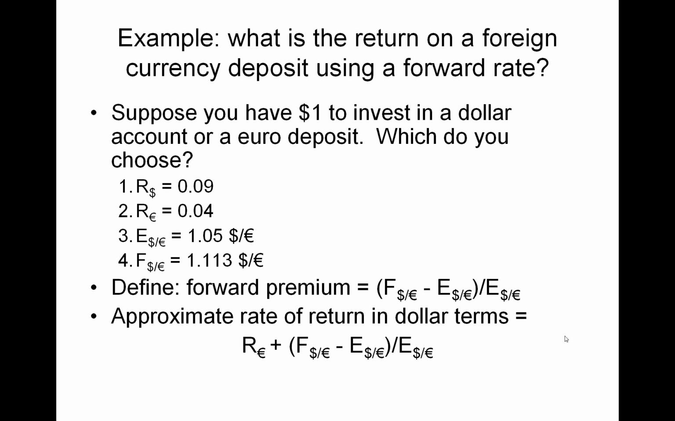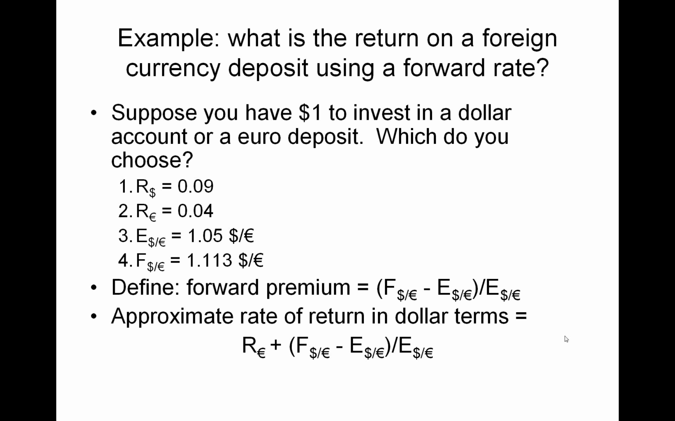So let's do an example. Suppose that you have $1 to invest in a dollar account or a euro deposit. Which do you choose? We're going to assume that the rate of return on the dollar accounts is 9%, and the rate of return on the euro accounts is 4%. The spot rate is $1.05 per euro. The forward rate is $1.113 per euro.